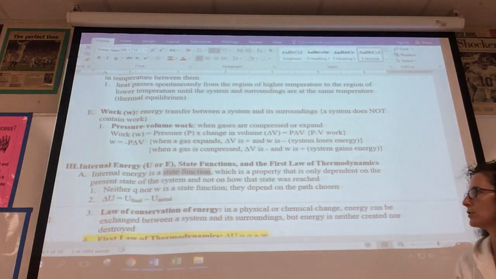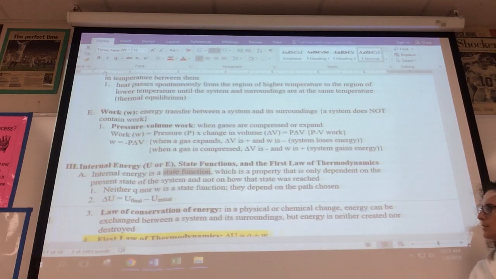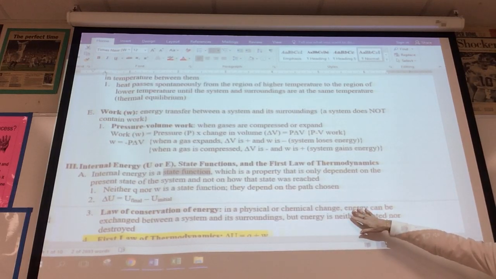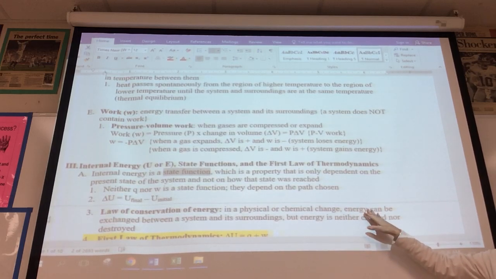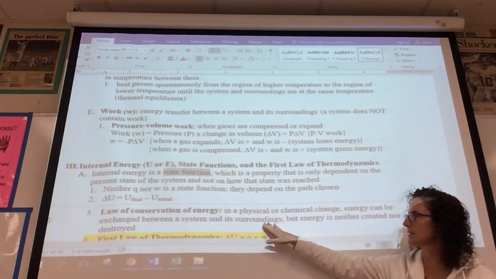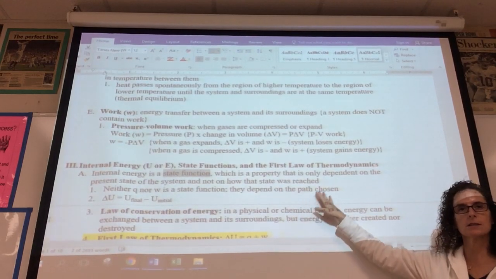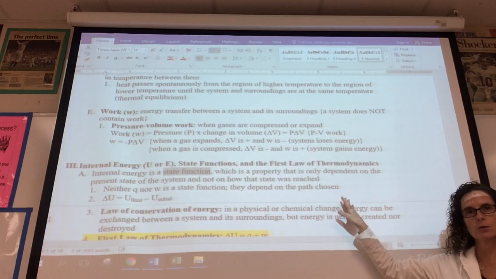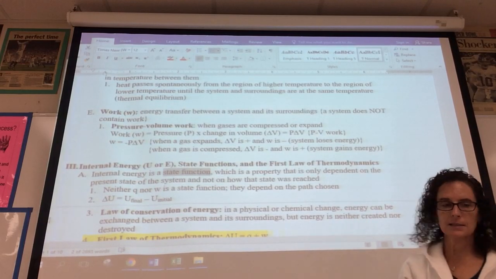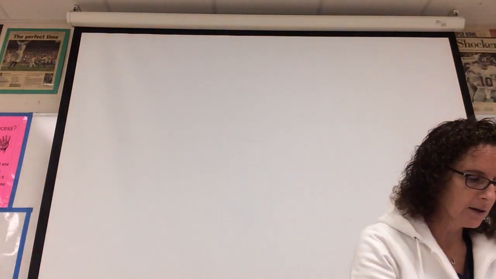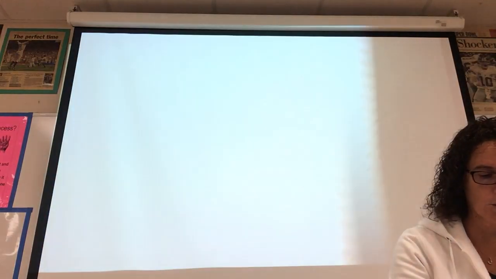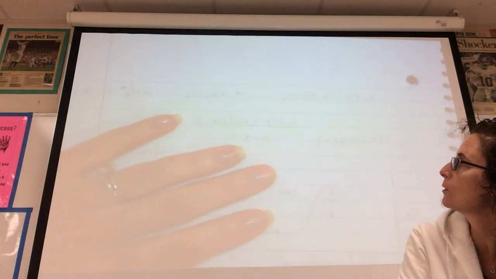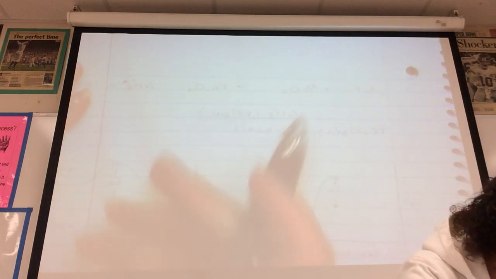The law of conservation of energy: for a physical or chemical change, energy is neither created nor destroyed, but rather just exchanged between a system and its surroundings. If the system loses, the surroundings gain. If the surroundings lose, the system gains. And you can think about that in a very simplistic diagram, but as I said, the Bozeman videos will be extremely beneficial to you.